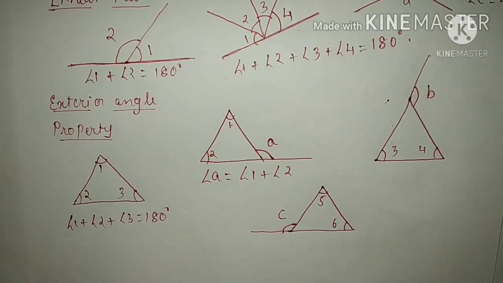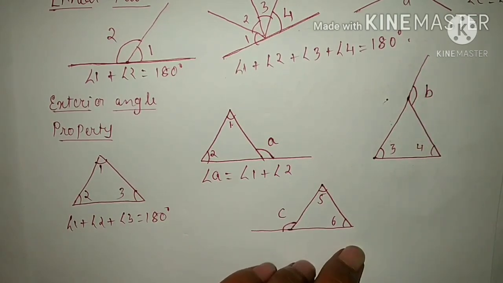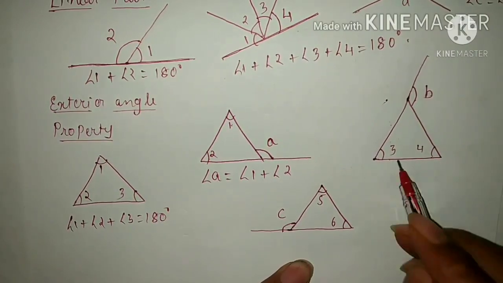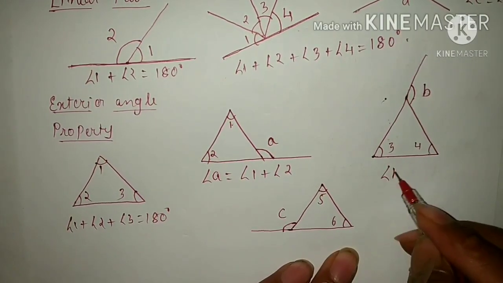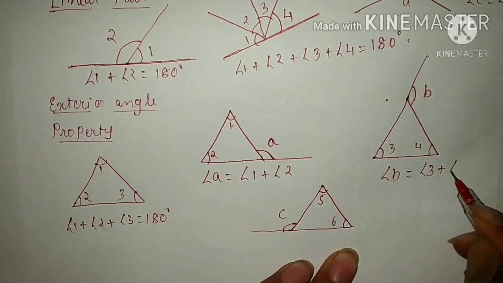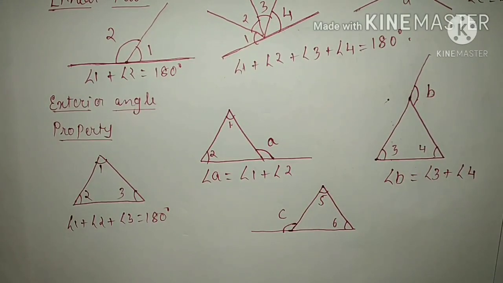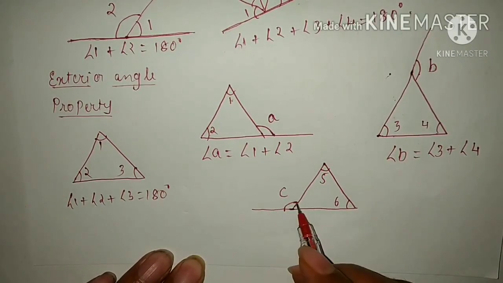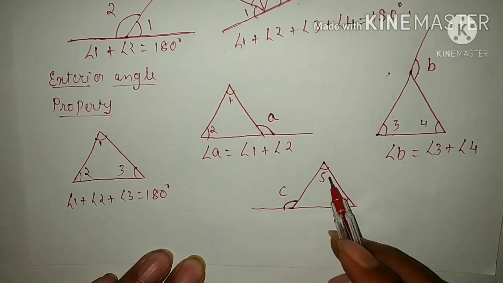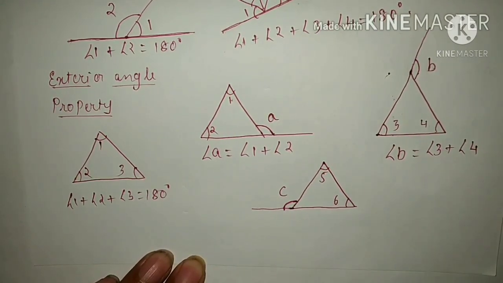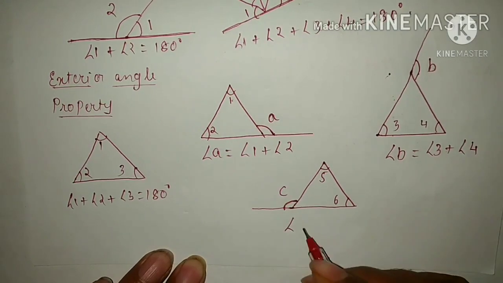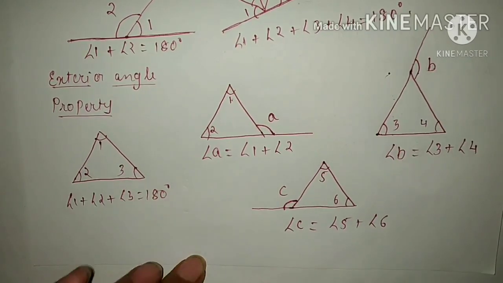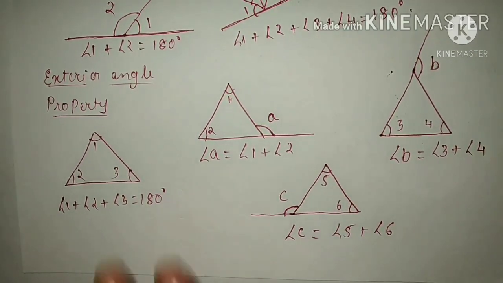Now in this we have extended this side, so this is the exterior angle. Opposite to this, these two interior angles are there, so angle B will be equal to angle 3 plus angle 4. Now in this, a side is extended, so this is the exterior angle and these are the two interior opposite angles. So angle C will be equal to angle 5 plus angle 6. In this way we will apply the exterior angle property.